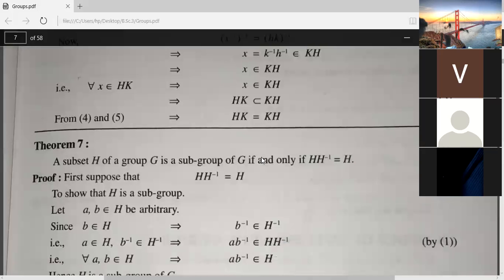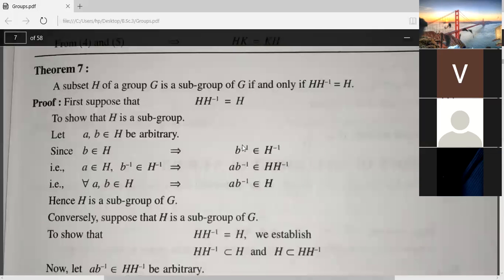Now the next one. You see, a subset H of a group G is a subgroup of G if and only if H inverse is equal to H. First we are proving the if part, Q then P. Q is here: H inverse is equal to H, then you have to prove H is a subgroup. Our aim is to prove H is a subgroup. To prove subgroup, either you can use theorem number 1 or theorem number 2. Theorem number 1 is what? A, B belongs to H means a b inverse also belongs to H. That is theorem number 1.